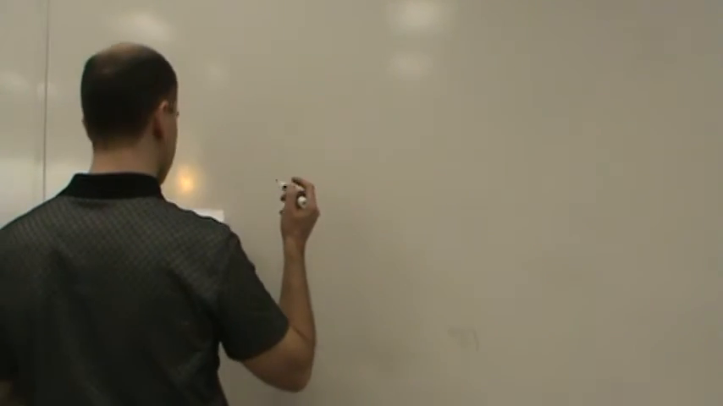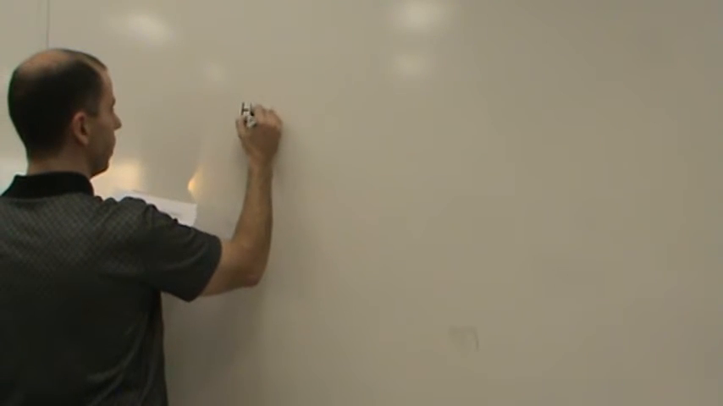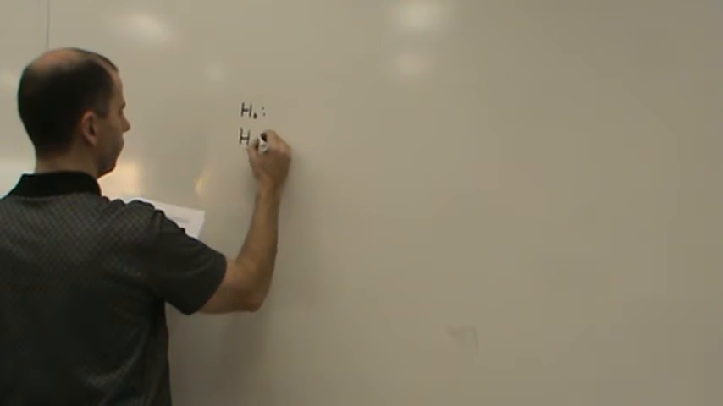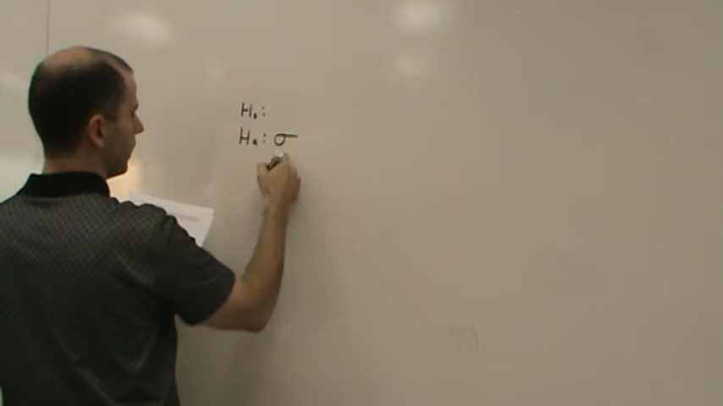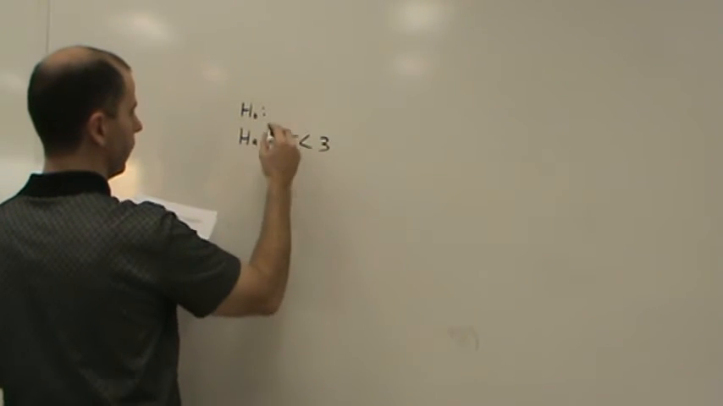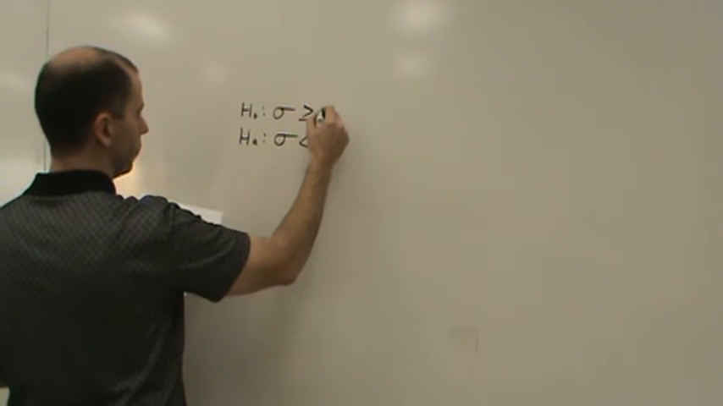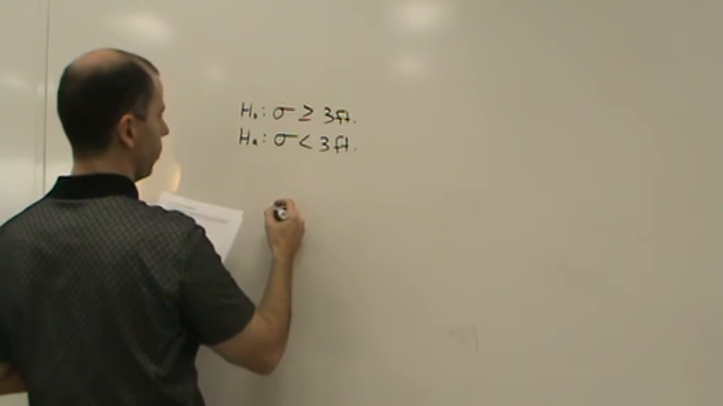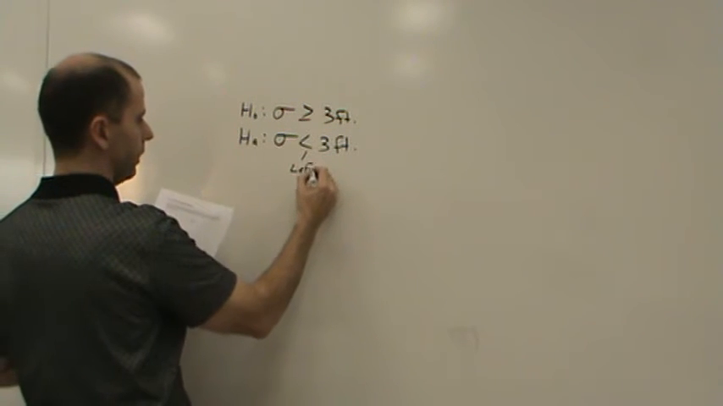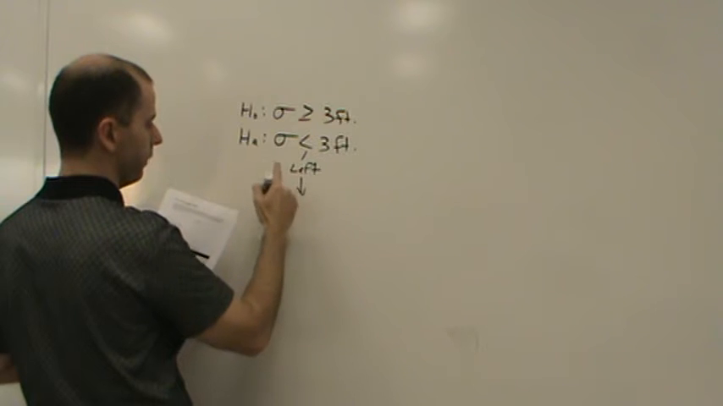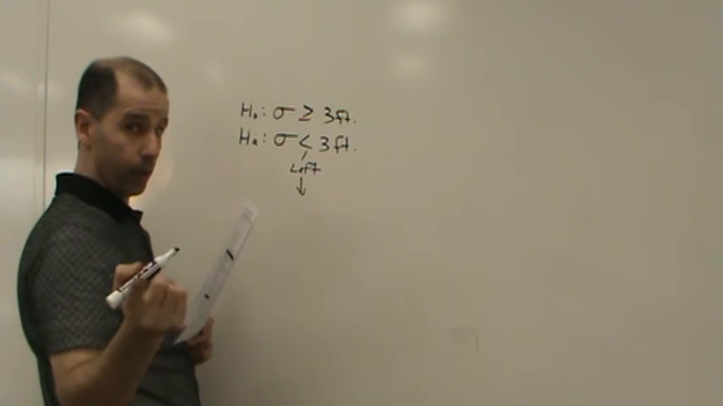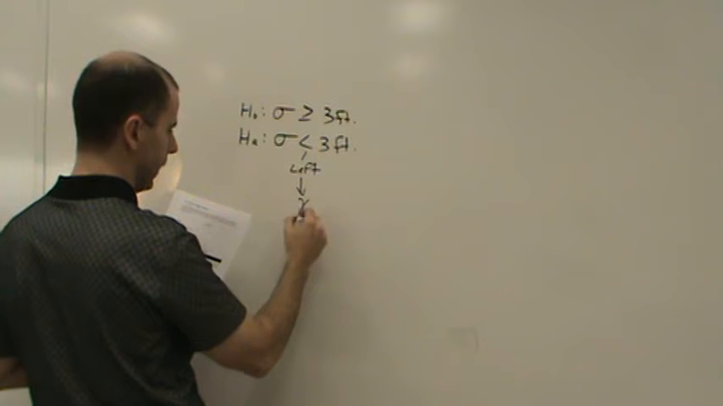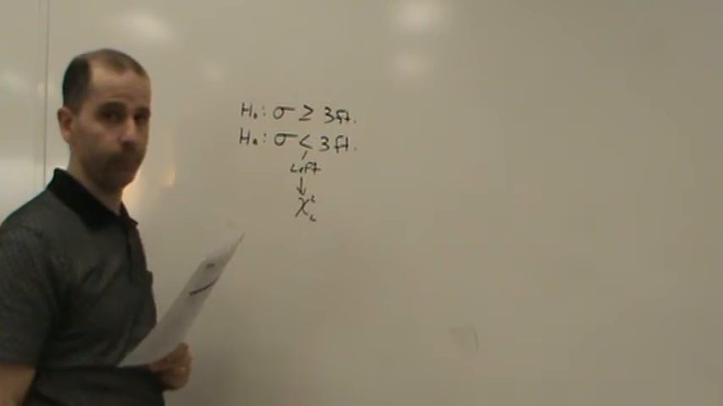His assistant thinks that the standard deviation is less than 3 feet. He believes that it is 3 feet. So what are the null and alternative hypotheses? Well, it's going to be sigma is less than 3 versus sigma is greater than or equal to 3 feet, right? And so this is going to be a left-tailed test. And so our critical value that we're going to compare our test statistic to would be a chi squared L, just so you know.